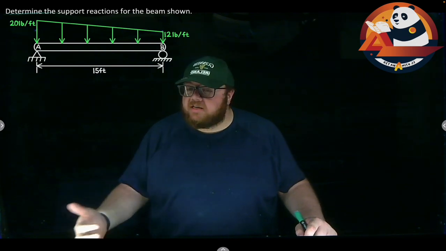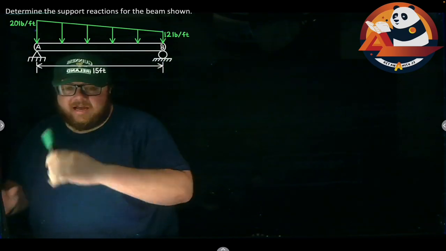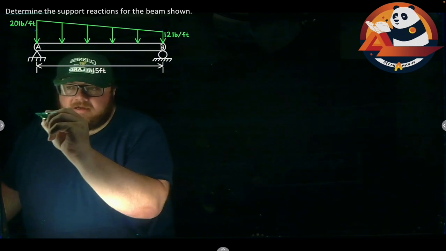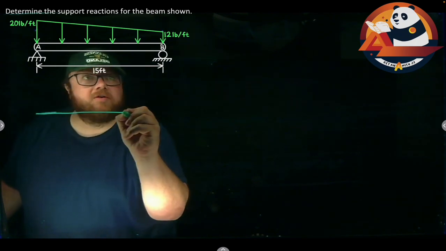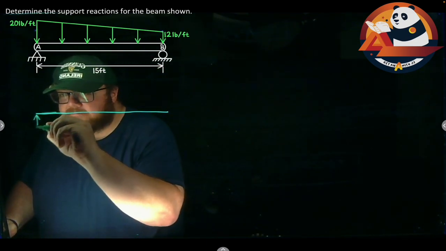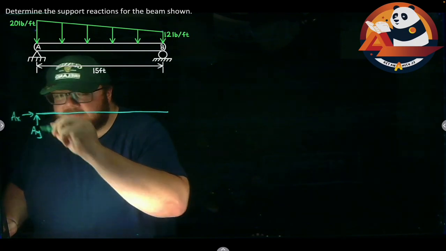We know, though, to find support reactions, I'm going to apply equilibrium. Anytime I'm using equilibrium equations, I have to have a free body diagram. Just come in and get that drawn really quick. We'll come just right down below our beam, and I can stick it in just as a horizontal line. At A, I have a pin, so I should have an AY and an AX.